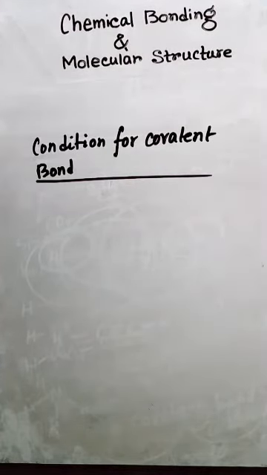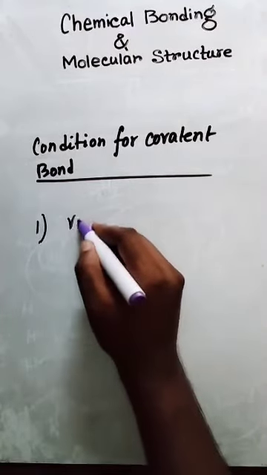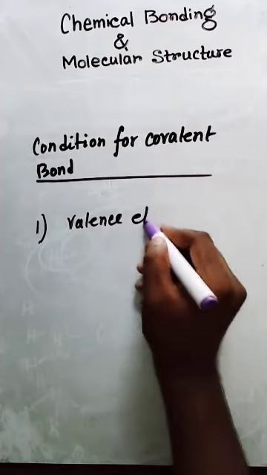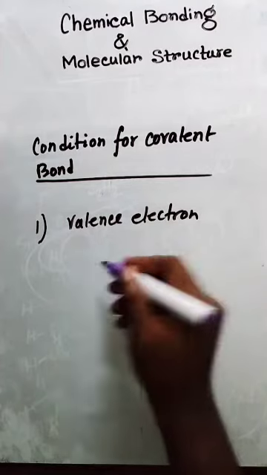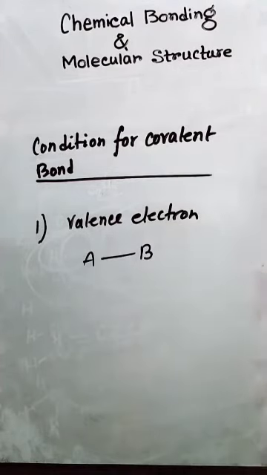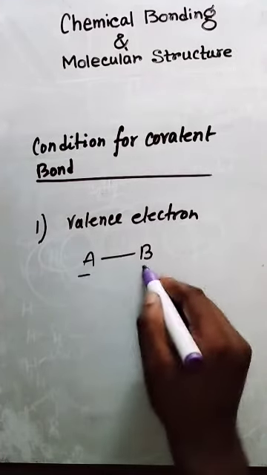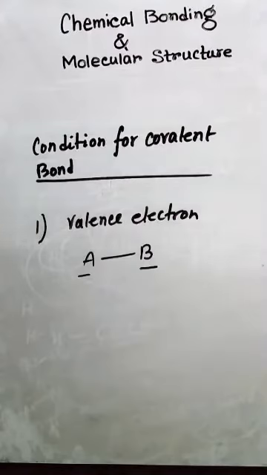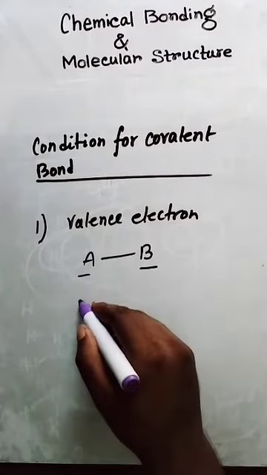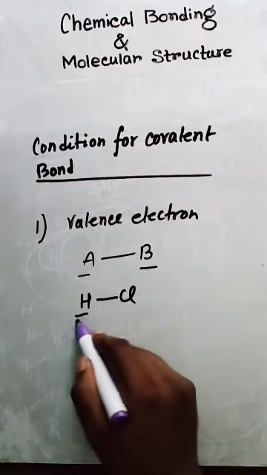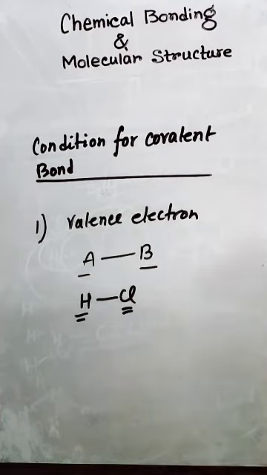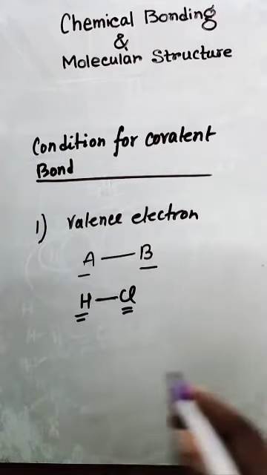Next point is conditions for covalent bond. The first condition is valence electron. Generally, covalent bonds are formed between two non-metals. For example, A and B, if there is a covalent bond between them, then both A and B are non-metal in nature. For example, hydrogen and chlorine, that is hydrogen chloride. Hydrogen is a non-metal and chlorine is also a non-metal, so there is a covalent bond.